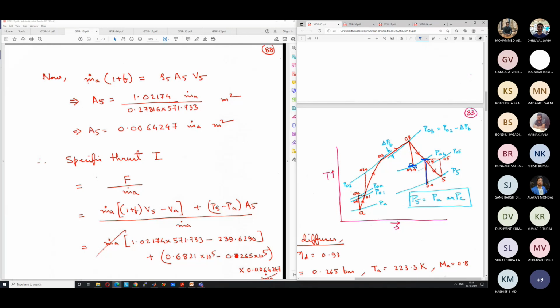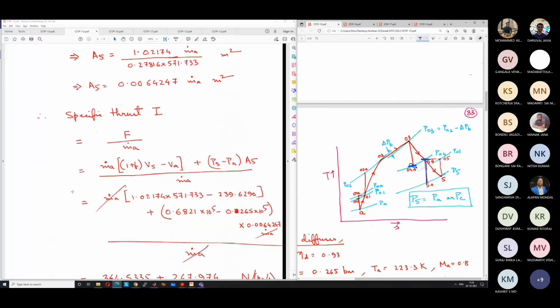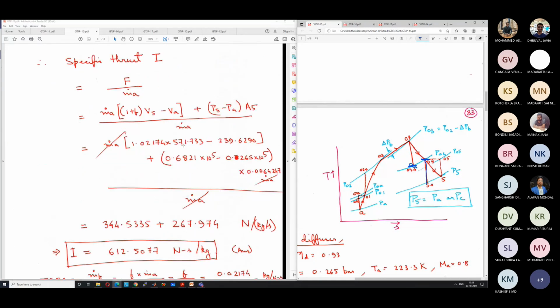What is the pressure thrust? It is (P5 minus Pa), the pressure difference at the exit, into A5. A5 you can write as 0.0064247 m dot a. So the entire thing divided by m dot a is the specific thrust. M dot a gets cancelled. If you have done the calculation per unit mass flow rate, anyway this will be 1 and that m dot a will not be there. Directly we will obtain the solution.